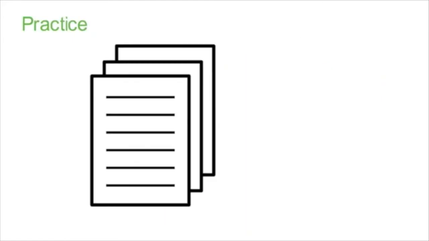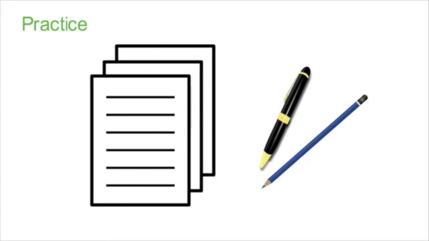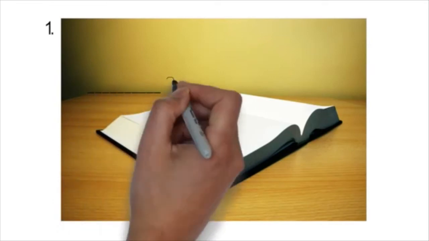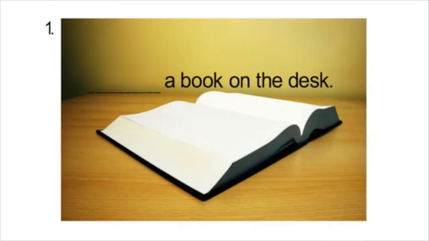Let's practice some of what we have learned so far. You will need your note-taking sheet and a pen or pencil. Number 1. What goes in the blank? There is or there are? That's right, we need to put there is because we are referring to a book, a singular noun.